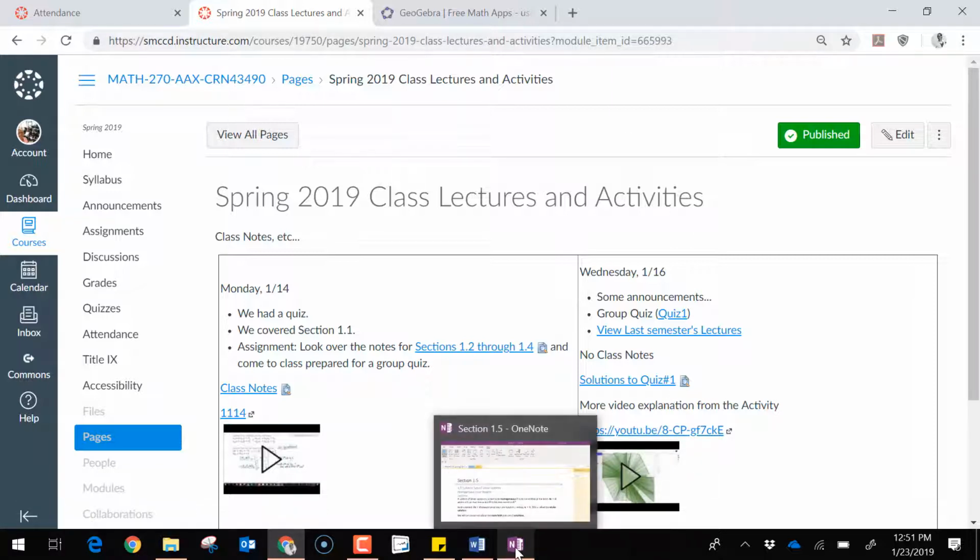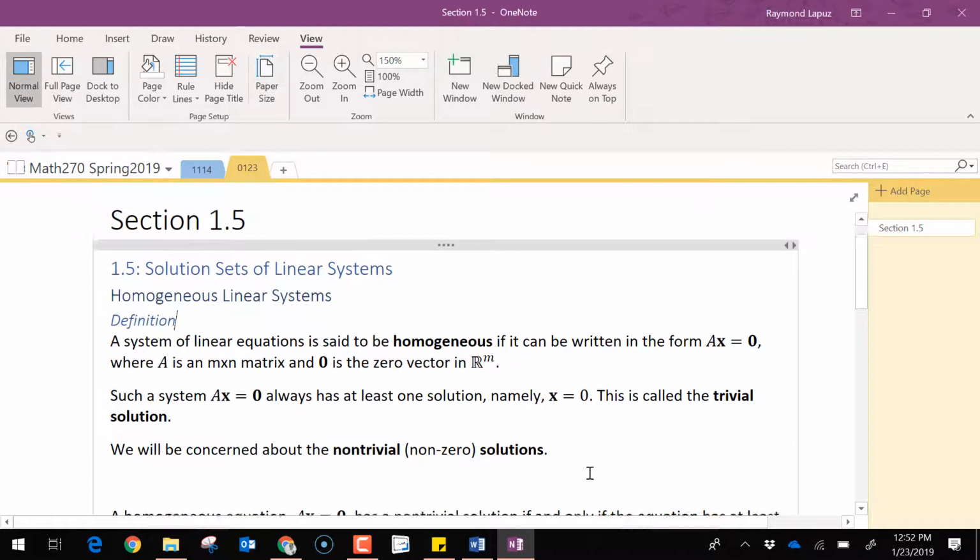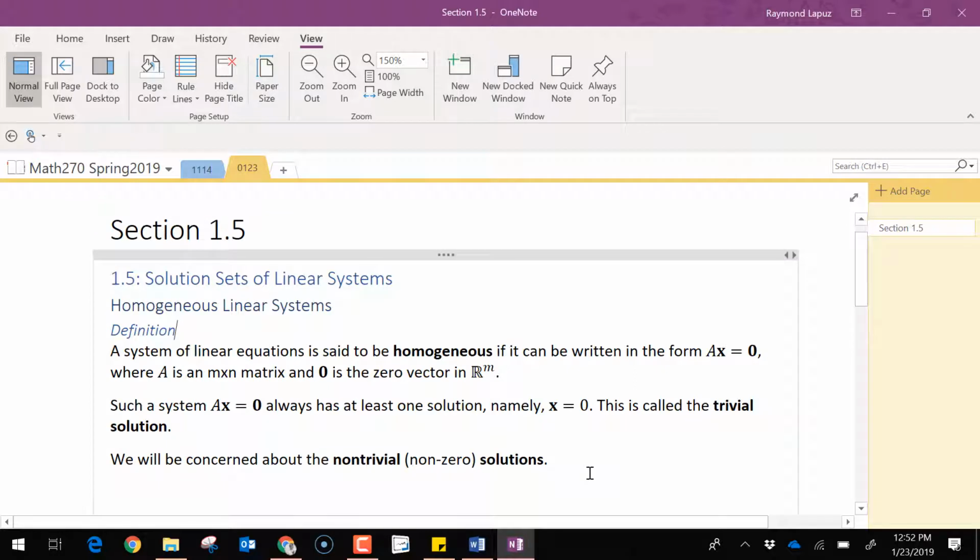So today we're going to start with section 1.5, and then we'll jump to 1.7, and then from there we'll see how far we can get.